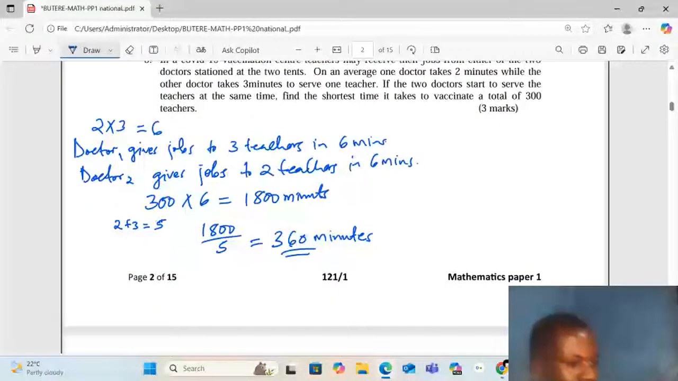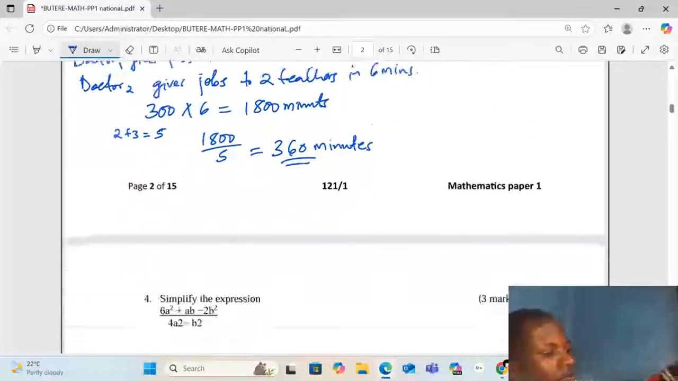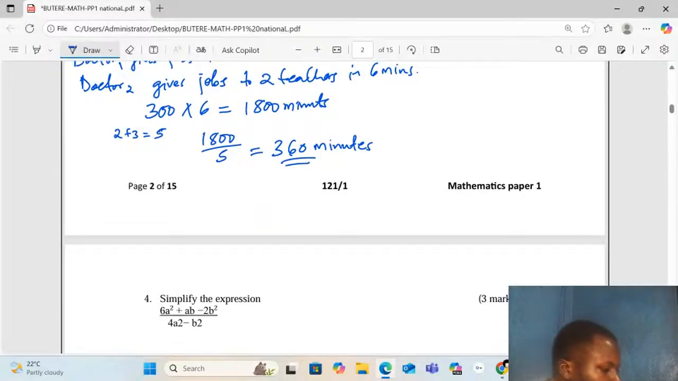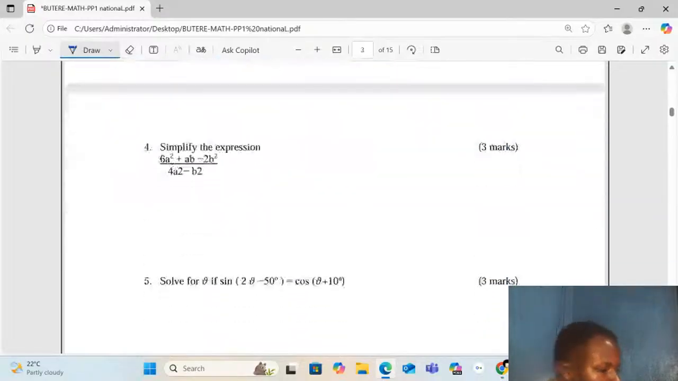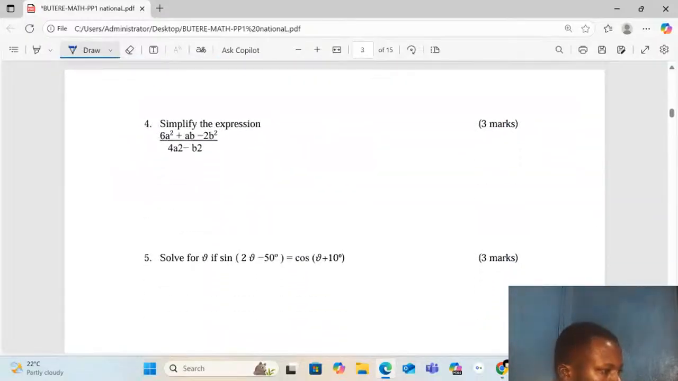Now we move to question number 4, which asks us to simplify the expression, as you can see. So we have the numerator and the denominator. That is 6a squared plus ab minus 2b squared. And then we divide by the denominator, which is 4a squared minus b squared.